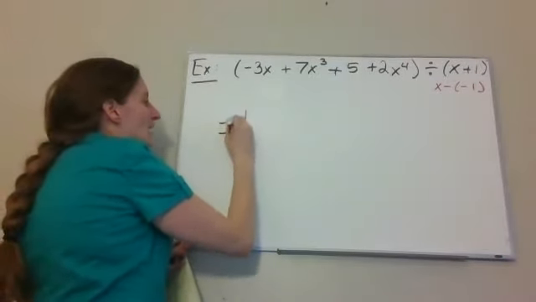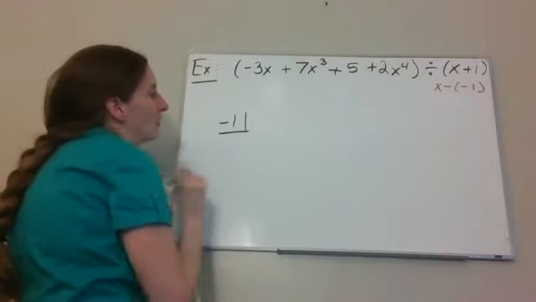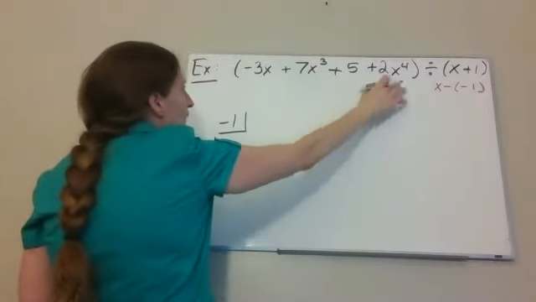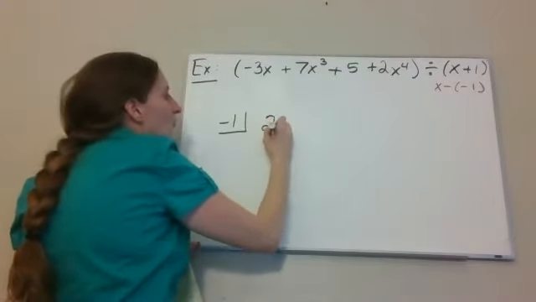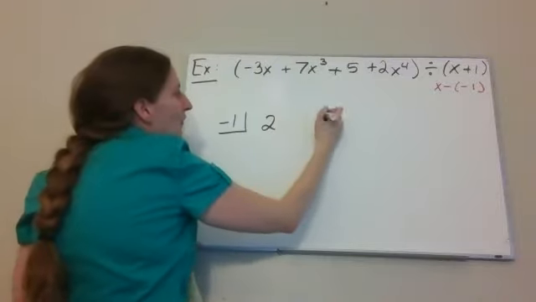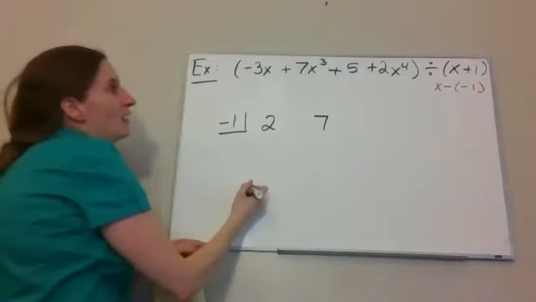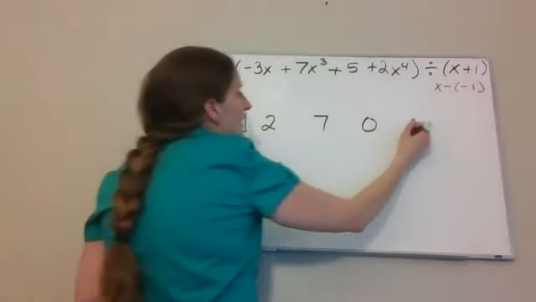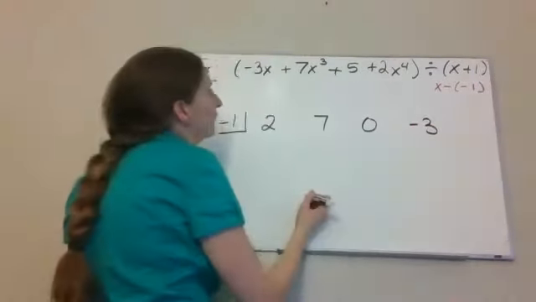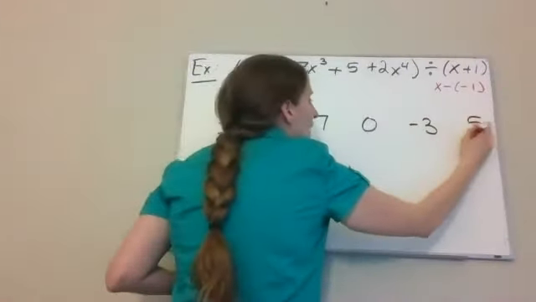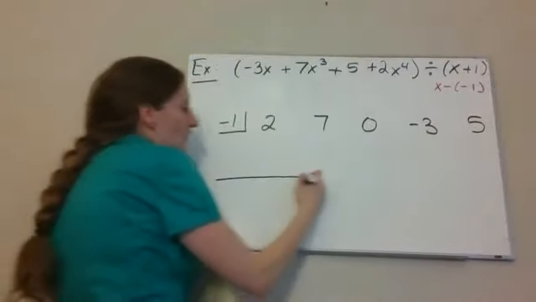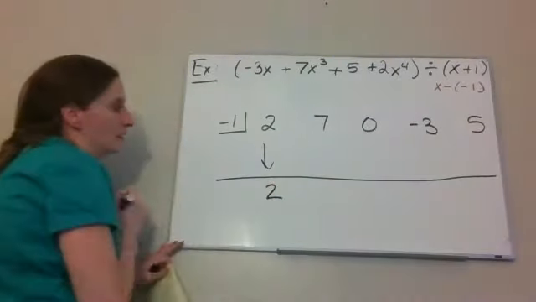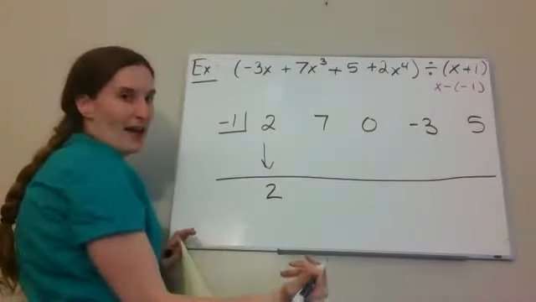So I have to put my negative 1 in the box, and we start with the highest exponent's coefficient. The coefficient of my x to the fourth is 2. The coefficient of x to the third is 7. I don't have an x squared, so that coefficient is 0. My coefficient of x is negative 3, and then I have my constant 5. Draw your line, drop down the first number, and then do the multiply and add.